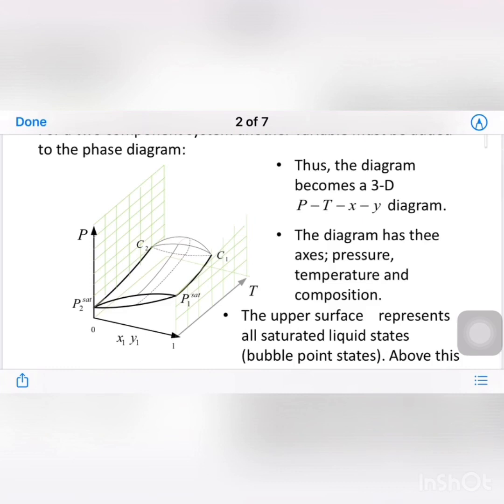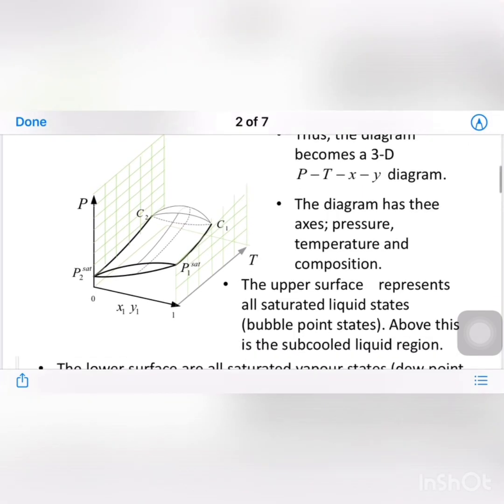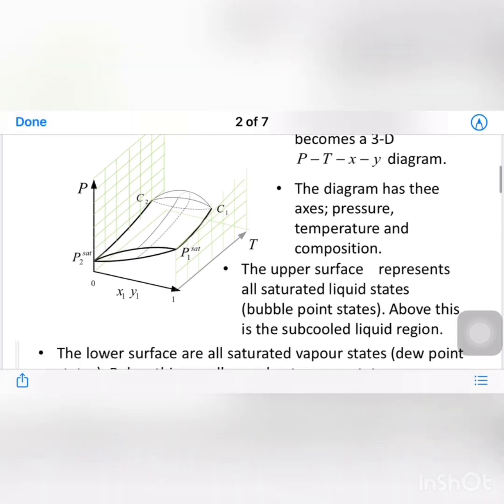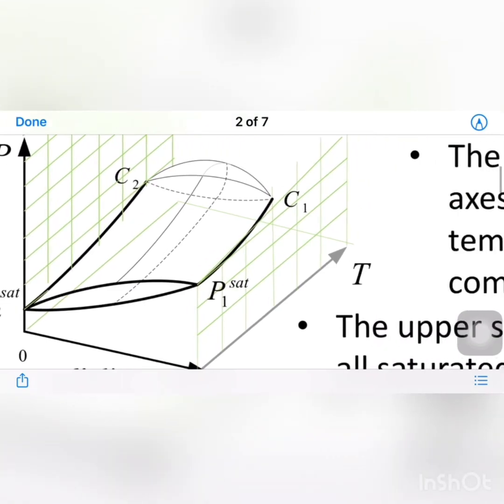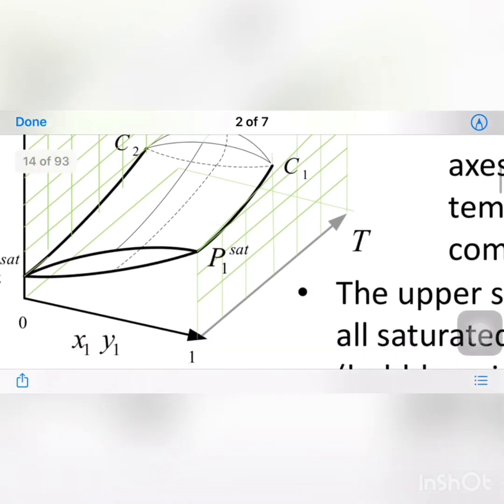For example, in this PT diagram, we add an XY axis, or composition axis, to our diagram. Again, we get a three-dimensional diagram, and in order to start easier, we select only two-dimensional. But here you can see an envelope type diagram. You can see the P2C2 line, the saturated line for component number 2. C2 is the critical point of component 2, and P1C1 is the saturated line of component 1.